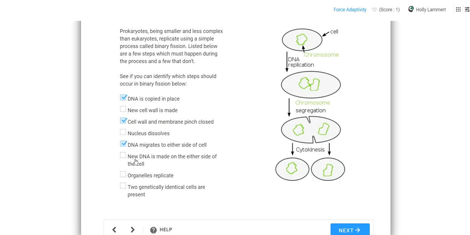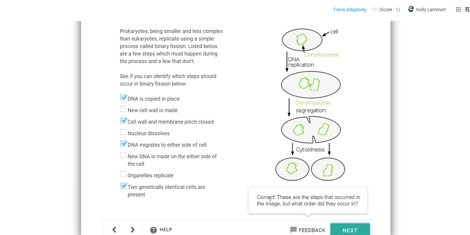We can see that happen. New DNA is made on either side of the cell. That's not true. Organelles replicate, and here it's a prokaryote, so we don't have organelles. Or two genetically identical cells are present. And that would happen at the end. So yes, let's see if we got that right.